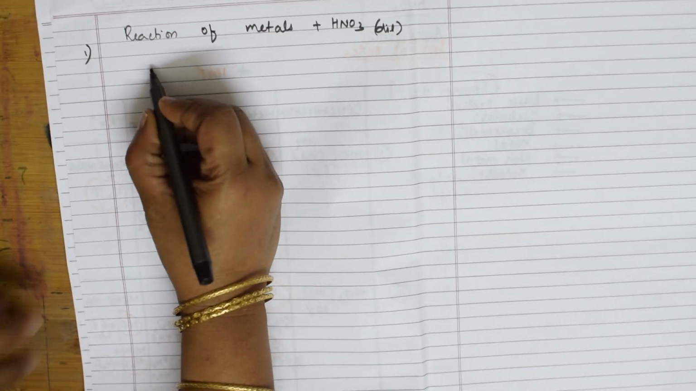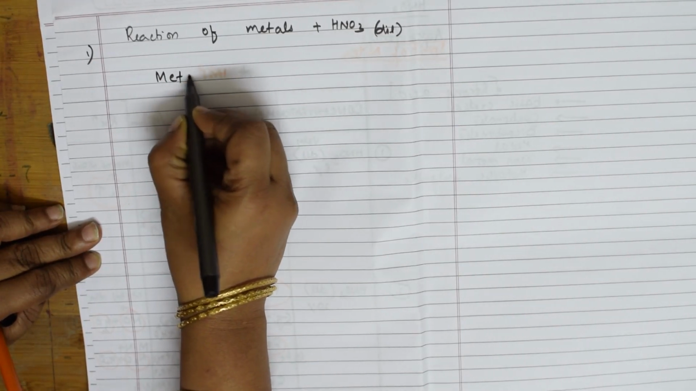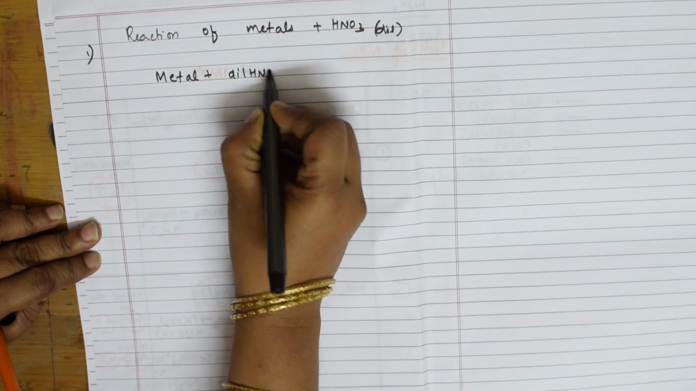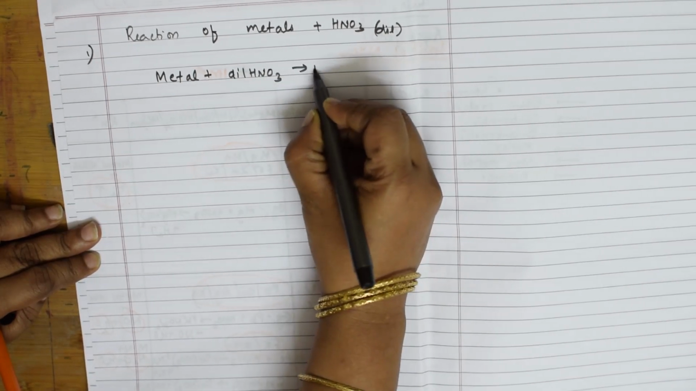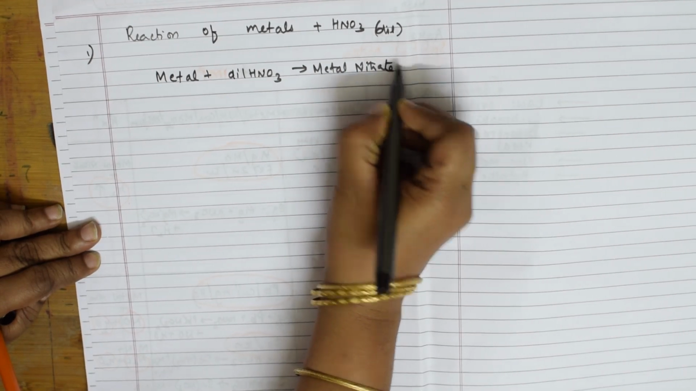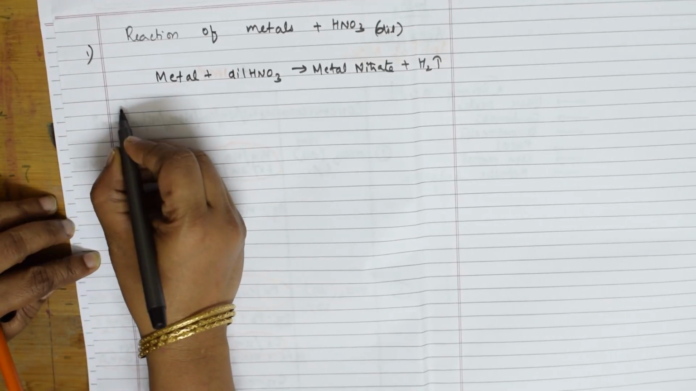First, what do we write? Whenever we have very dilute, what is the reaction? Metal plus dilute nitric acid. What product do we get? We are going to get metal nitrate and hydrogen gas. This is the reaction which we are going to learn. Hydrogen gas is important.